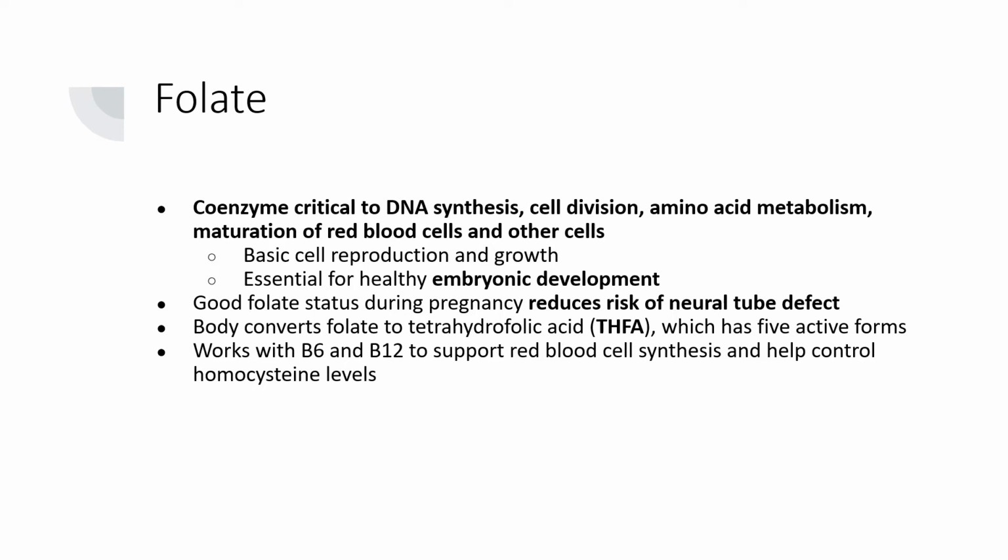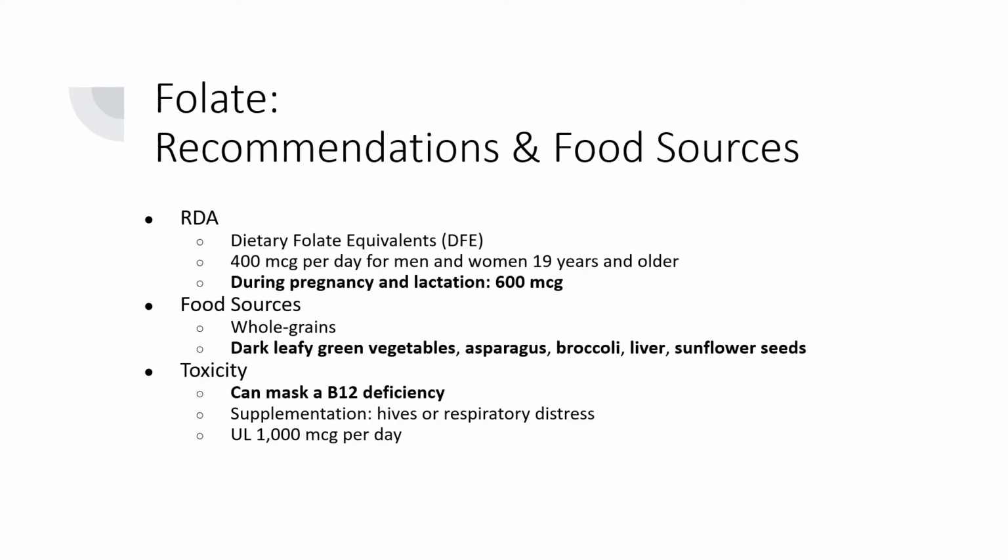We will convert folate to a molecule called tetrahydrofolic acid, and this molecule has 5 active forms. We won't really go into more detail. Folate also works closely with vitamin B6 and vitamin B12 to support red blood cell maturation and red blood cell synthesis. And as we saw on the slide about B6, these 3 molecules collectively help to control homocysteine levels by converting it either to cysteine or to methionine.